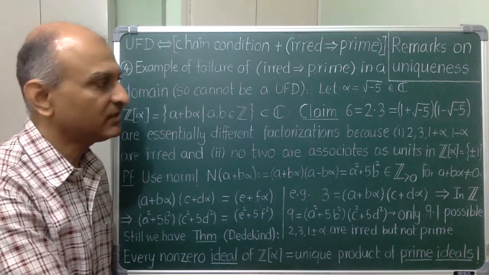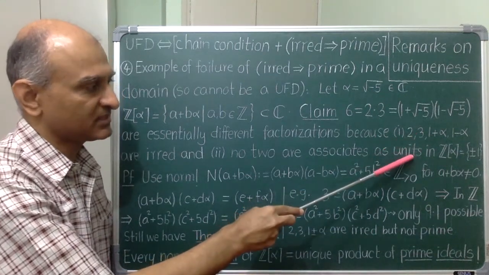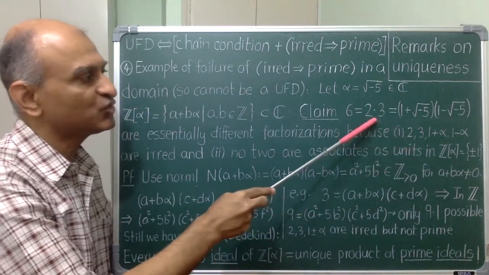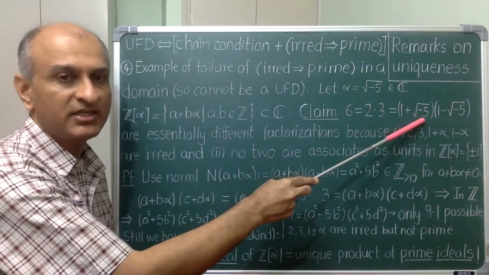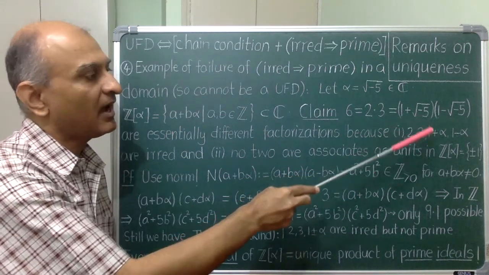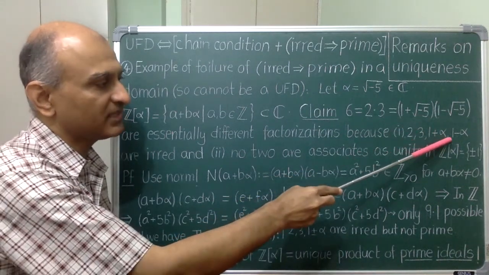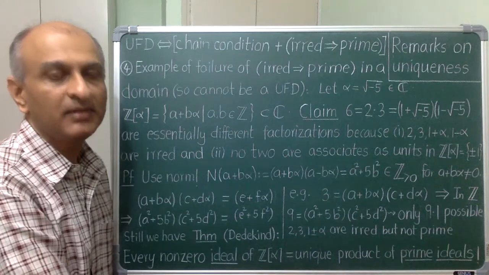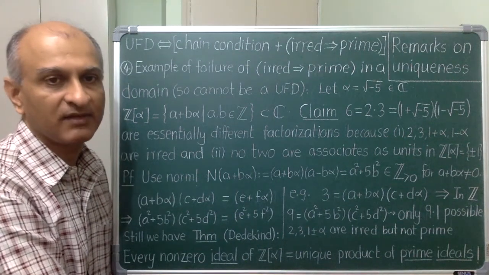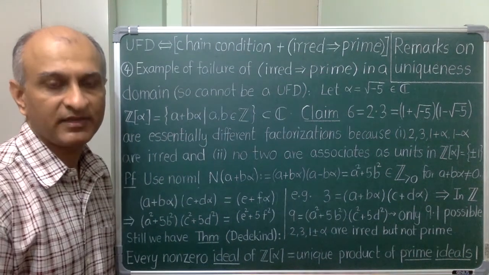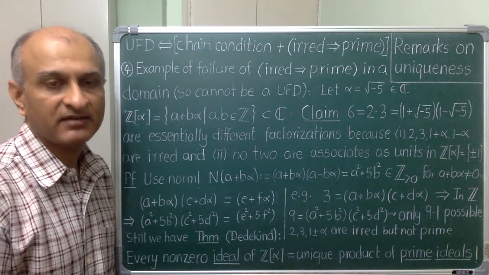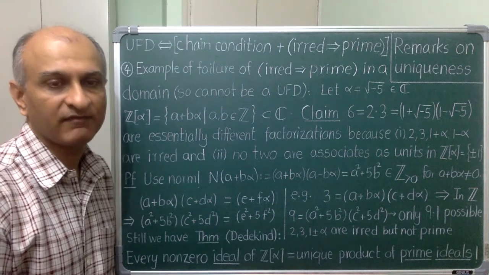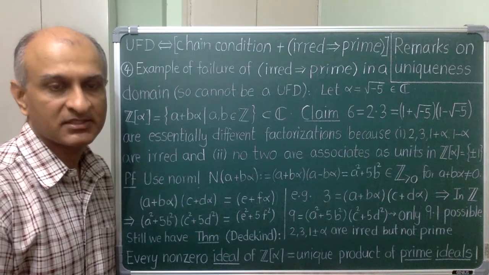And the same method proves both of these claims, giving me that these two factorizations are essentially different in Z alpha, and therefore all 4 of these elements are irreducible but not prime in Z alpha. Despite this failure, there is still nice factorization in Z adjoined with alpha, just not of numbers.